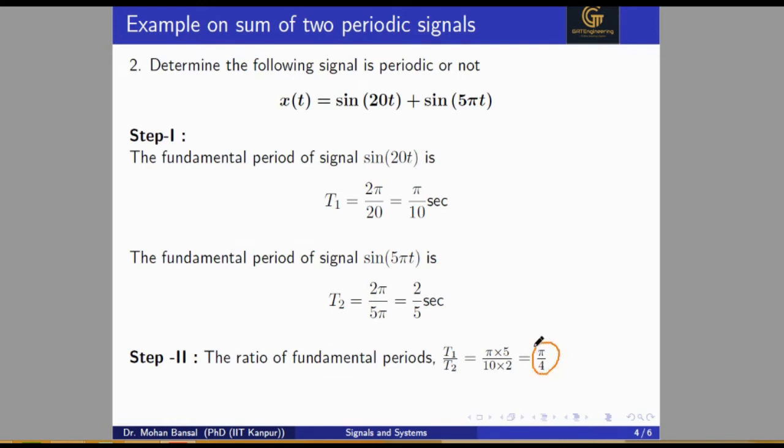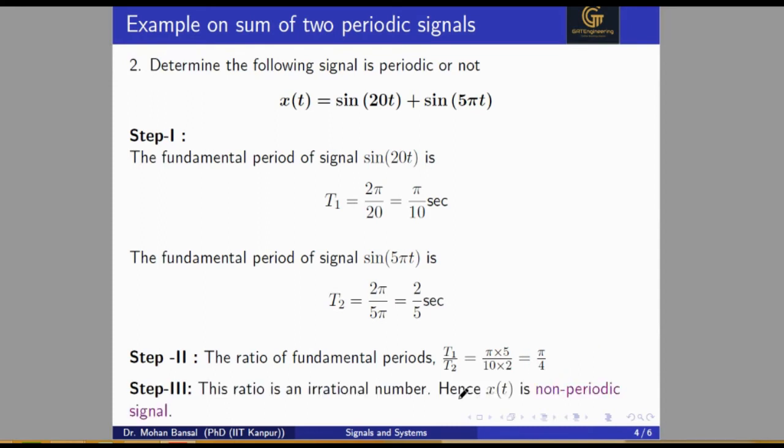This pi by 4 is not a rational number. It is an irrational number. As we already know, pi is always irrational. So pi divided by 4 will also be an irrational number. So this ratio is not a rational number. Therefore, we can conclude that the signal x(t) is a non-periodic signal. So always remember, when we have a pi term in one function and we have it without pi in the other function, then the sum will always be non-periodic.